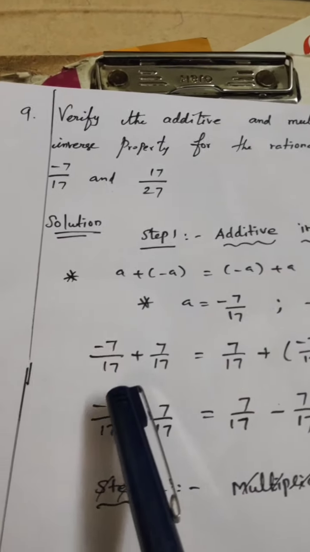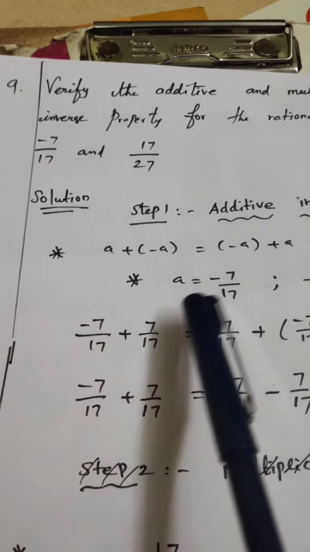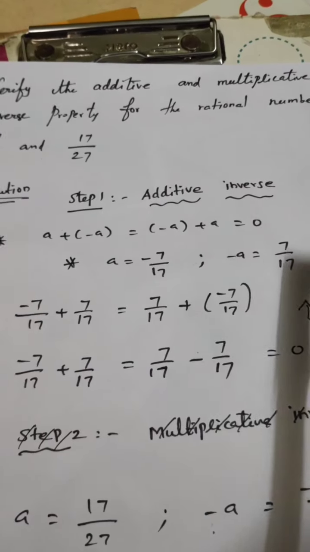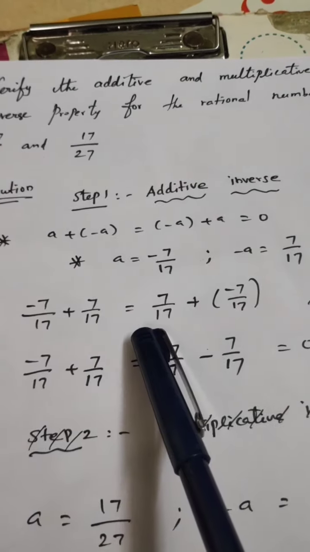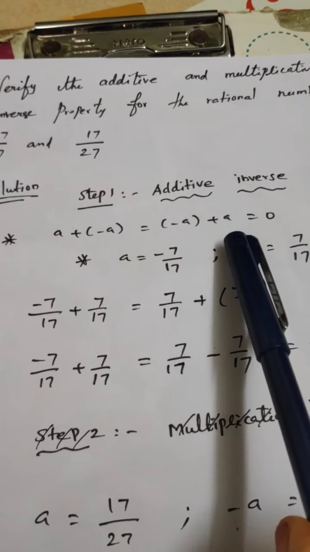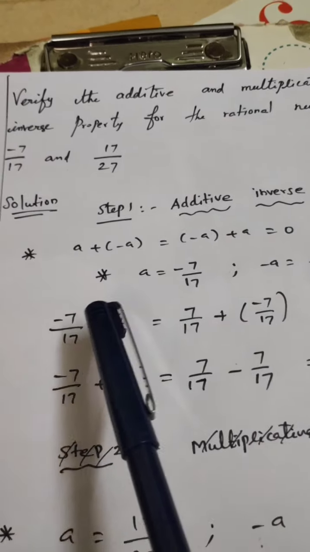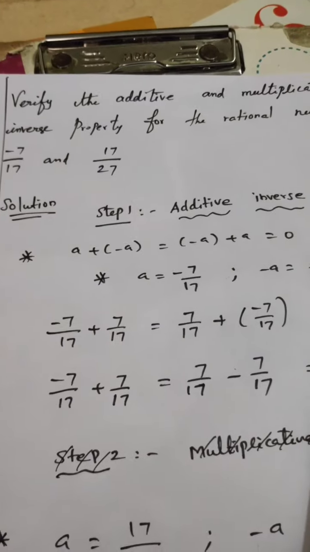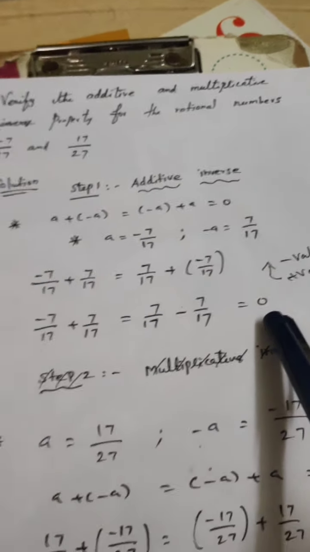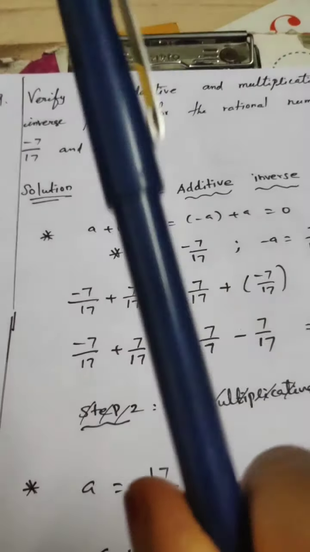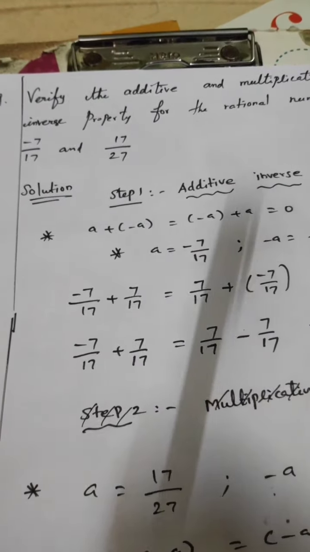So for A you want to substitute the value equal to minus 7 by 17, minus A value equal to 7 by 17. A value equal to minus 7 by 17 plus 7 by 17. Minus 7 plus 7 equal to what is the answer? 0. 0 by 17 equal to 0 only answer. Okay, very very easy. Plus symbol, minus symbol, minus symbol, plus symbol.